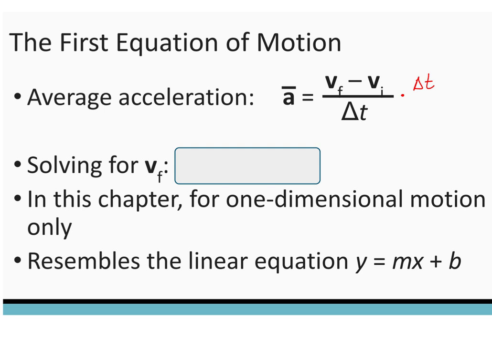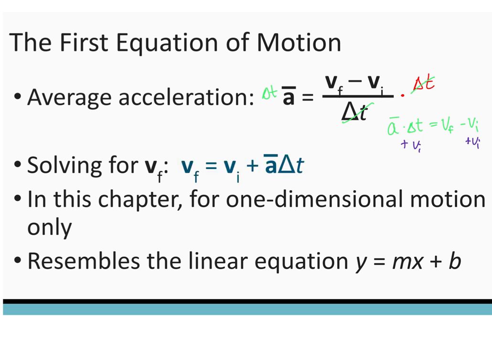If I multiply both sides by change in time, I get my average acceleration times this change in time, and that equals my final velocity minus my initial. My final velocity is still not by itself. What do I need to do here? I need to add my initial over. Yes. And so when you solve for v_f, your final velocity equals your initial velocity plus your average acceleration times your time.